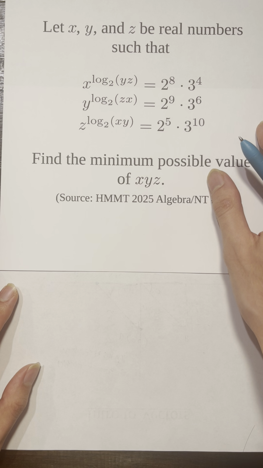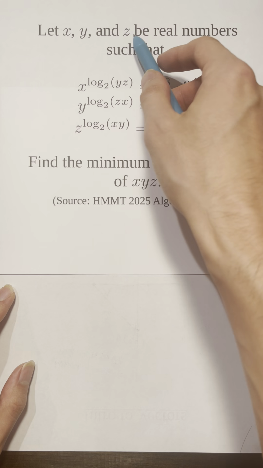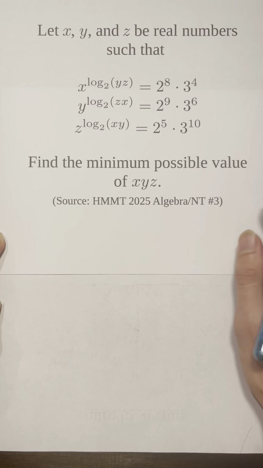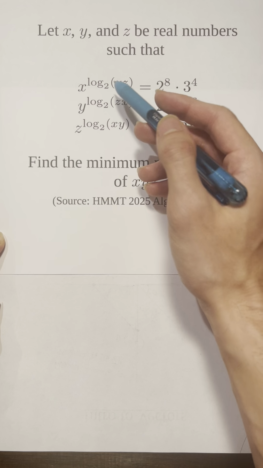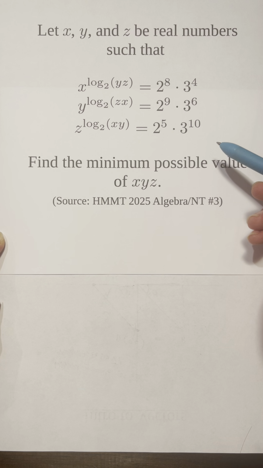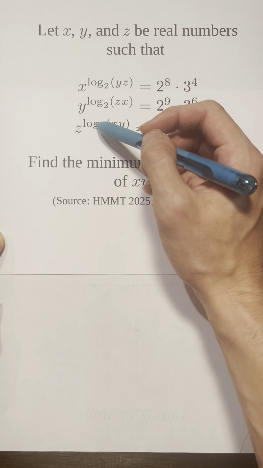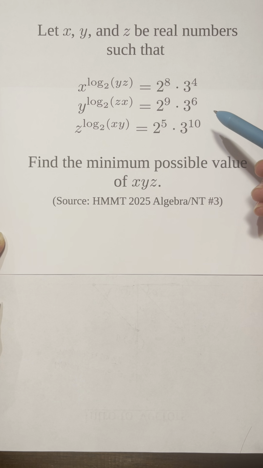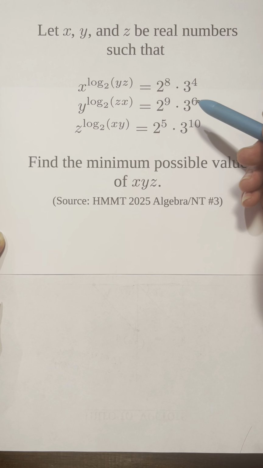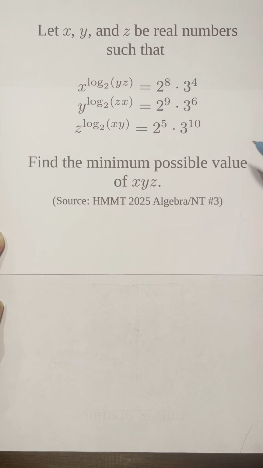We've got three equations and three unknowns. So it's a system of three equations, and we're familiar with solving systems of equations, but this is different. Why is it different? Because of the logarithms in the exponents. It's going to be hard to work with them later, so let's try to get rid of them as soon as possible. How do we do that?